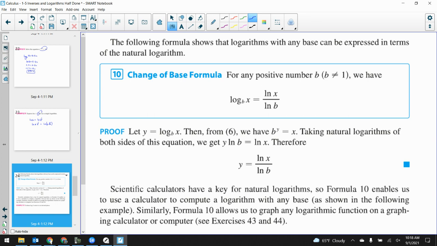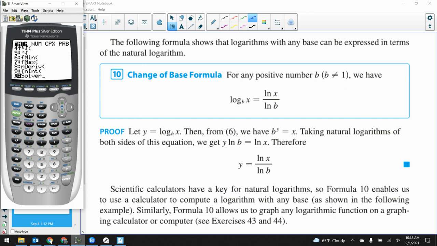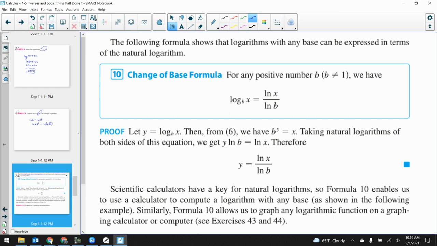What your calculator is actually doing for you is changing the base into something that it can do. My calculator right now, as it stands, will only calculate ln, natural log, or log base 10. If it's not written, you assume it's log base 10. So a way around that is by using this change of base formula.